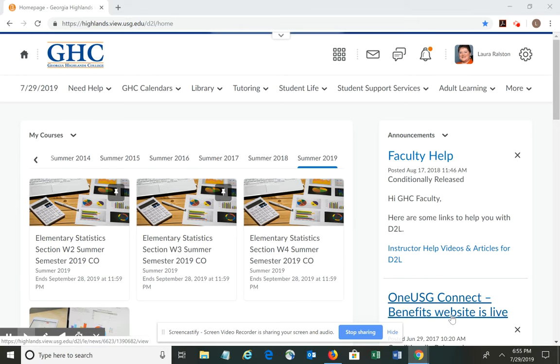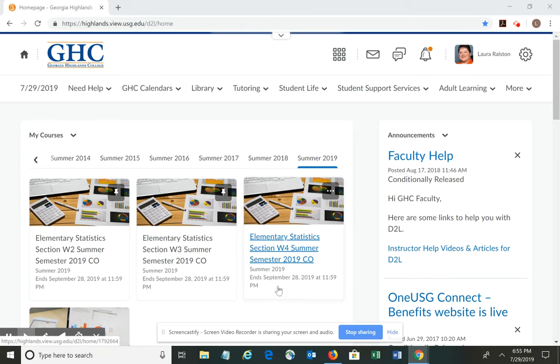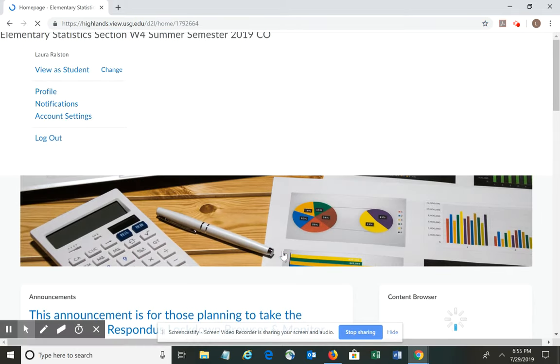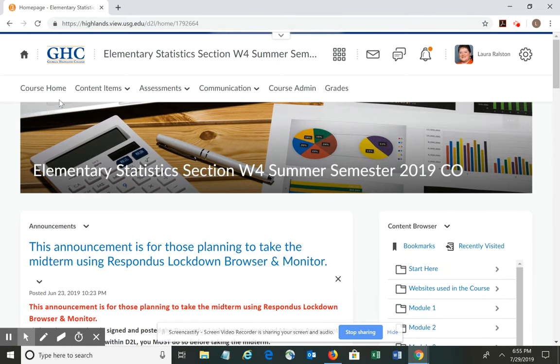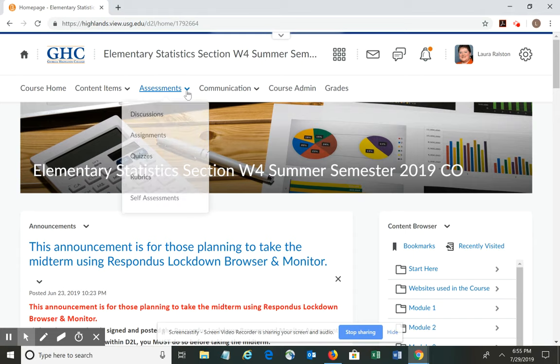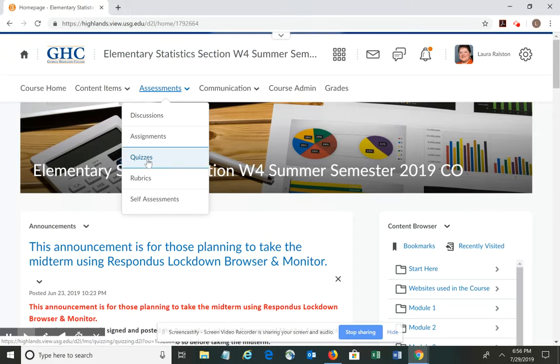So if you'll log in to D2L and then go into your course, at the top of the screen, you should have a widget that says grades. So I'm going to click on, not grades, there's a widget that says assessments. I'm going to click on the drop down arrow. I get a drop down box which says discussions, assignments, quizzes, rubrics, and self-assessment. I'm wanting to grade a quiz, so I'm going to scroll down and select quizzes.